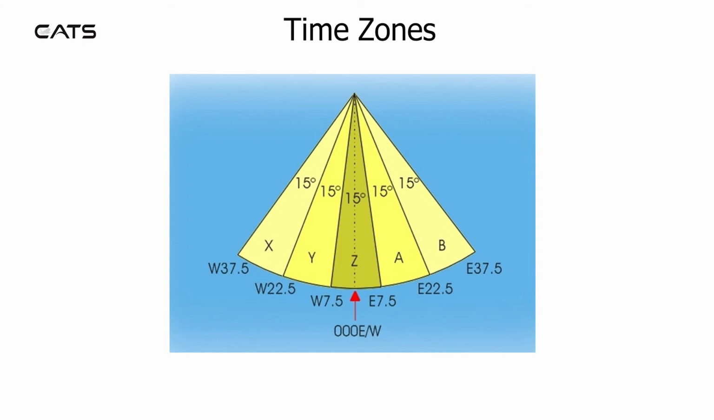Time zones. The Zulu time zone is based upon the prime meridian 000 east-west and covers a band of longitude of 15 degrees.